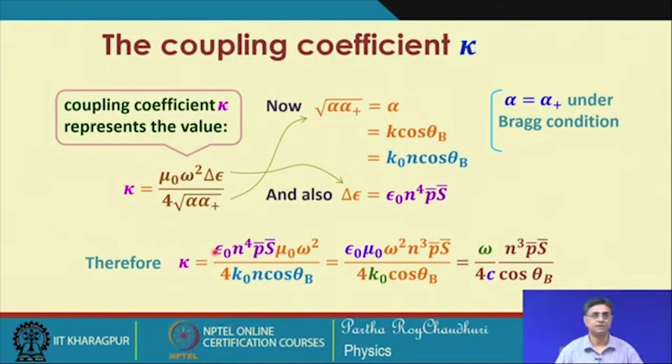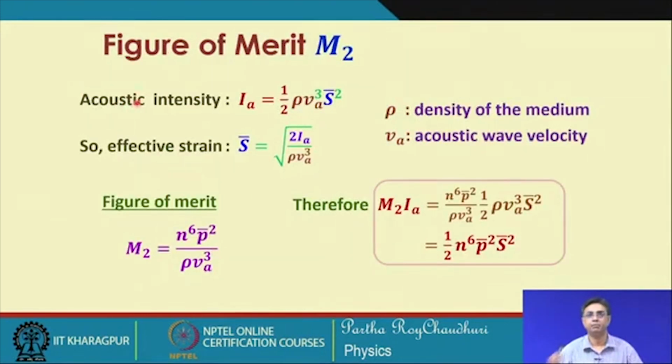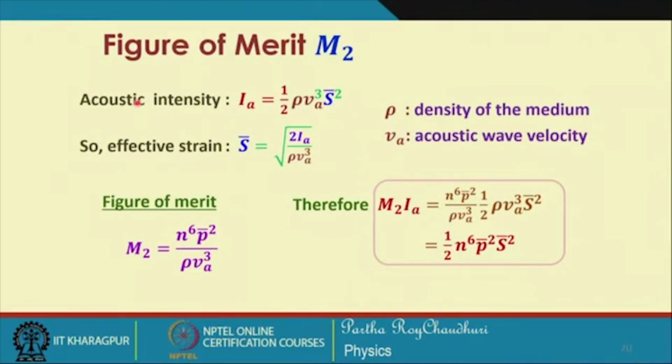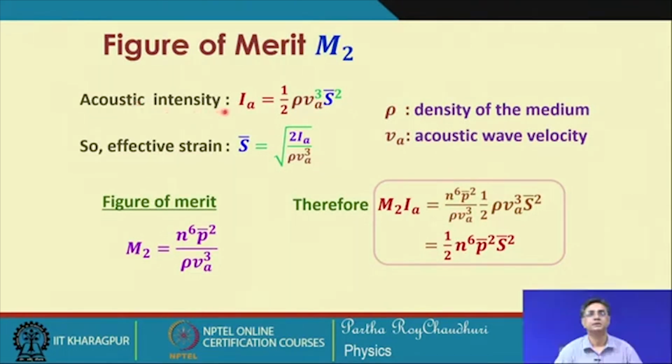The figure of merit is usually defined in this way: the intensity of the acoustic wave is given by I A equals half rho, where rho is the density of the medium, and this is the acoustic wave velocity which gets into this, and this is the effective strain square of that.